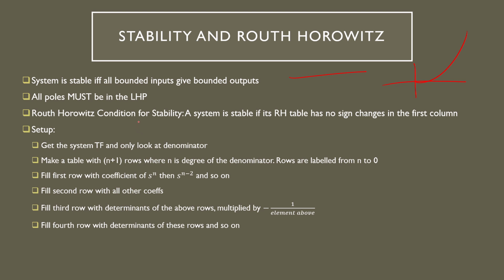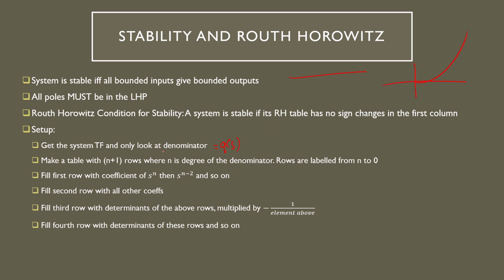A quick way to evaluate stability if you can't derive all the poles is to use the Routh-Hurwitz condition. A system is stable if its RH table has no sign changes in the first column. Simple. You want to get the system transfer function and only look at the denominator. We call this Q of S. You can consider this the characteristic equation. A characteristic equation is an equation that's used to work on a certain theorem. So in this case, the Routh-Hurwitz theorem uses Q of S as a denominator.